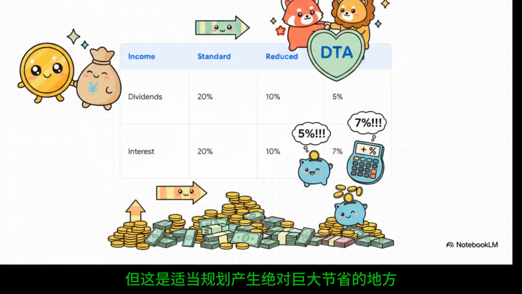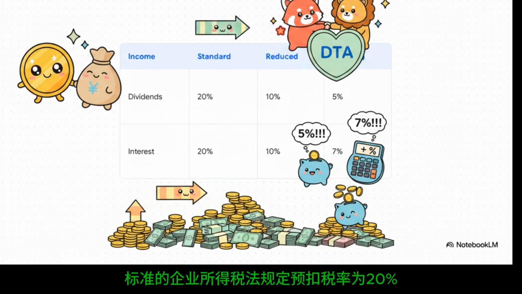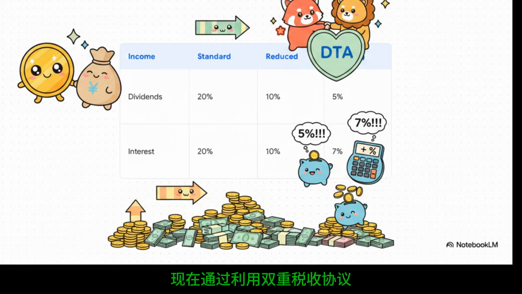But here is where proper planning yields absolutely massive savings. The standard EIT law states a 20% withholding rate, but the implementation rules generously reduce this to 10%. Now, by leveraging a double tax agreement, or DTA, like the one China has with Singapore, for example, you can slash your dividend tax rate from 10% all the way down to just 5%. You just need to hold at least a 25% ownership stake. Interest drops down to 7%. That is a huge boost to your profitability.